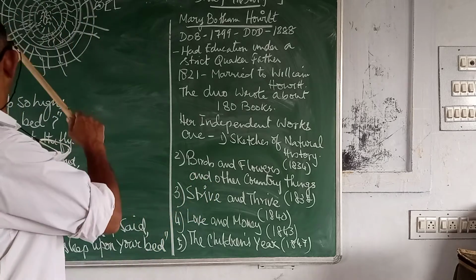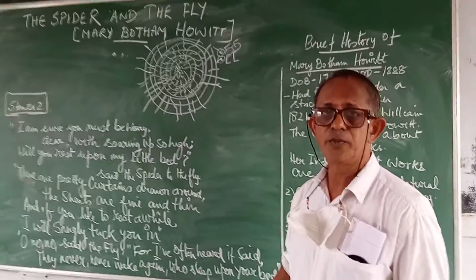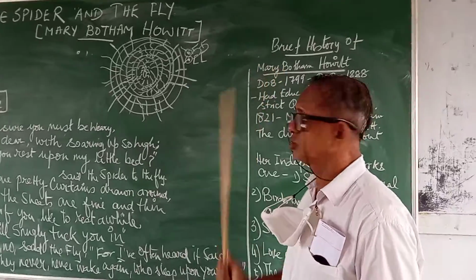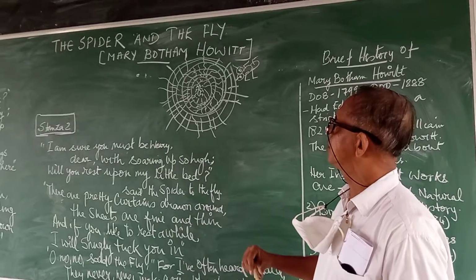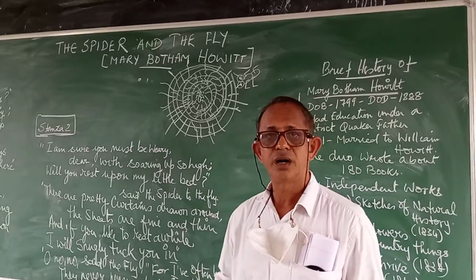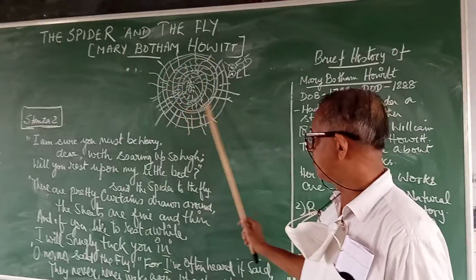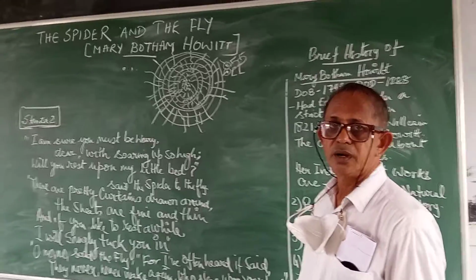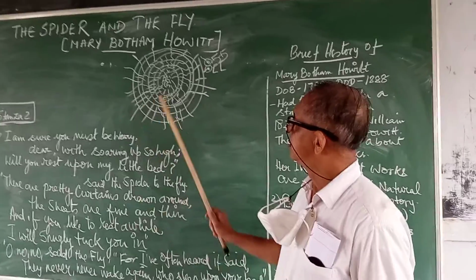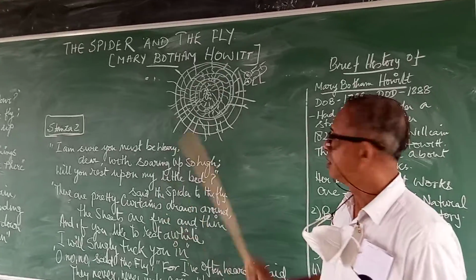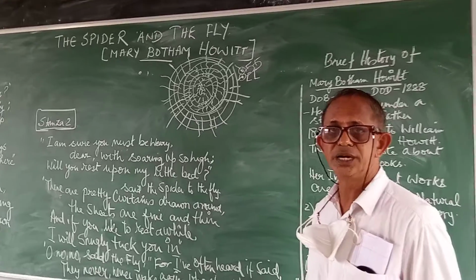The poem The Spider and the Fly is a very popular work of Mary Botham Howitt. Children, to make the theme understandable to you, I have just drawn the picture of a spider web, and by the side I have drawn the picture of a fly. This picture of the spider and the fly gives us a lot of valuable lessons to be learned.